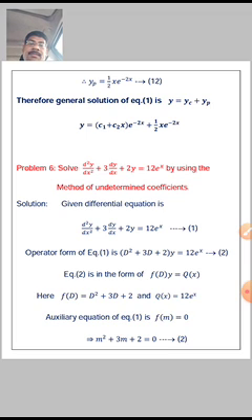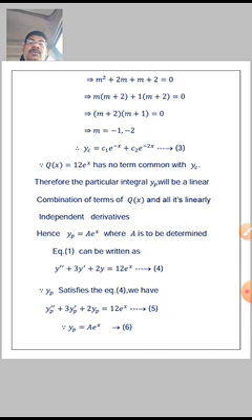Next application: y'' + 3y' + 2y = 12 e^x by using the method of undetermined coefficients. First, we have to find the auxiliary equation. Here the auxiliary equation f(m) = 0 is m² + 3m + 2 = 0. We get the two roots, -1 and -2. Therefore, yc = c1 e^(-x) + c2 e^(-2x).